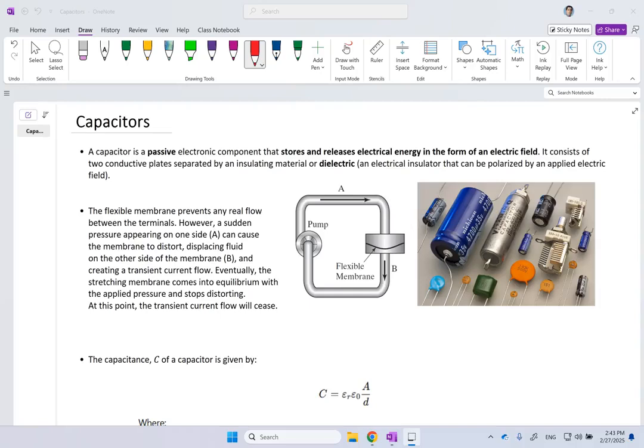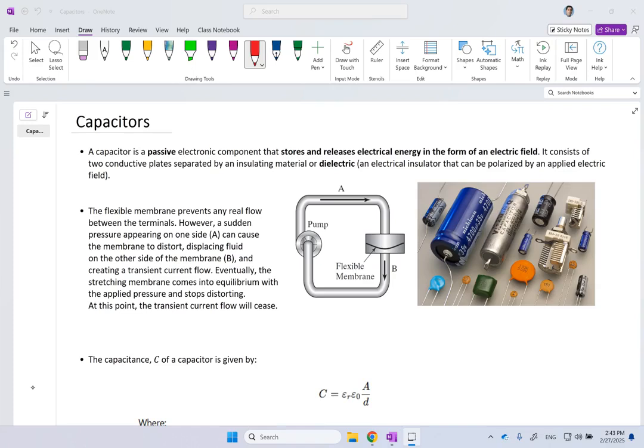Hello everyone. In this video, we are going to talk about capacitors. Now, again, most of you might know capacitors and use them. So here I'm trying to provide as much information as possible regarding capacitors to you. And if there is a part that you know, you can fast forward.